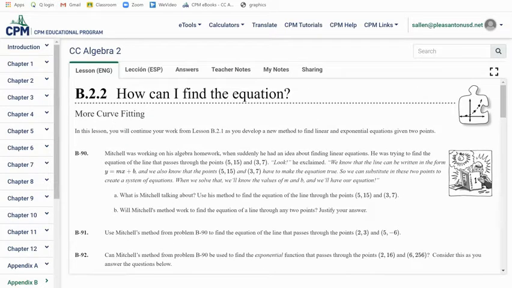Okay, so this is section B.2.2, which is more on curve fitting. Your classwork today is going to be questions 90 through 93, and then you will also be doing the math notes on negative and fractional exponents.